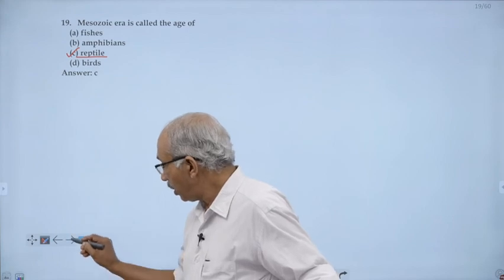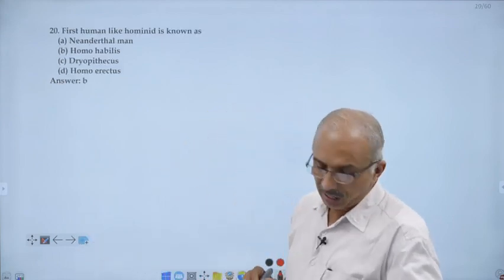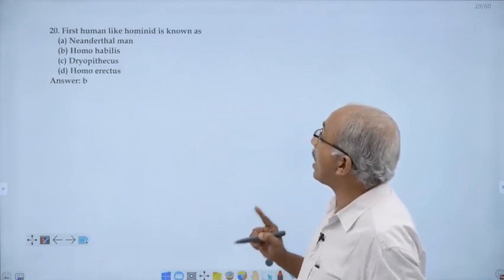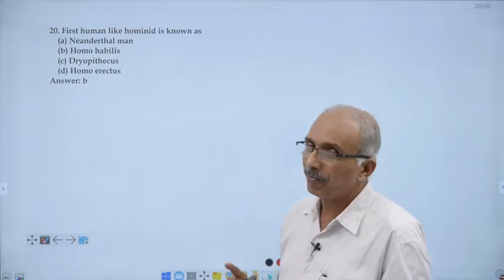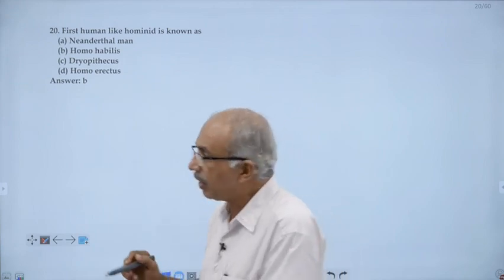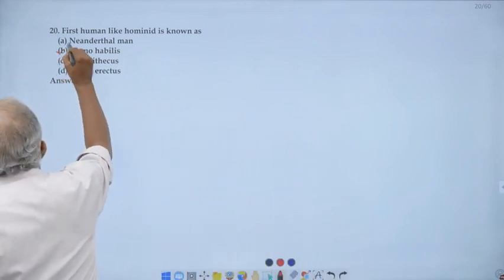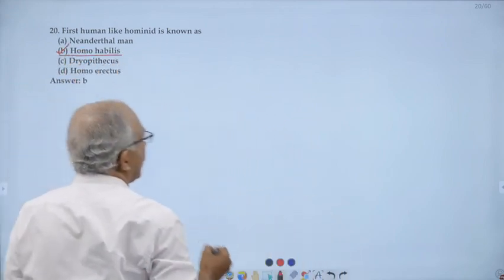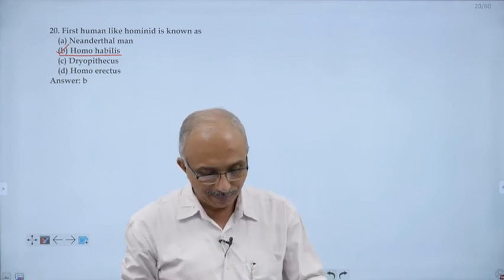Then, question number 20, the first human-like hominid, not a human being, human-like hominid. It is Homo habilis.